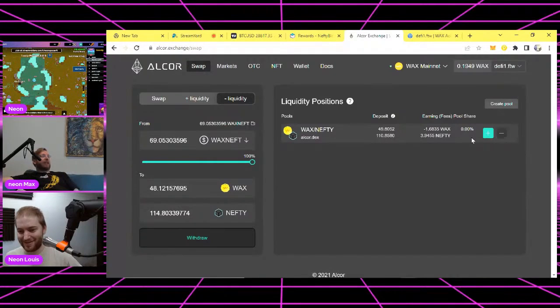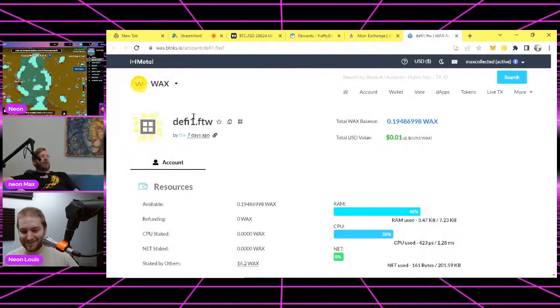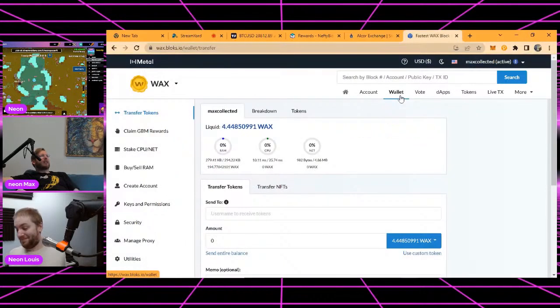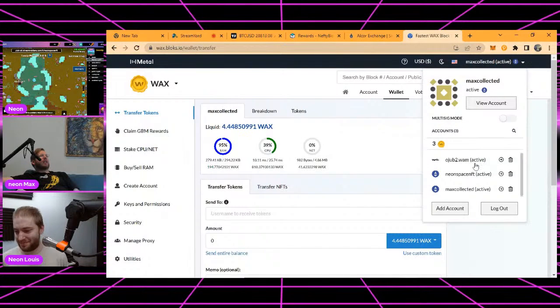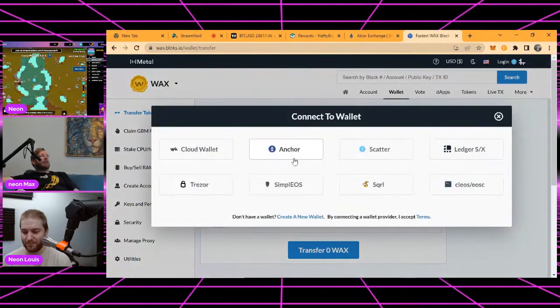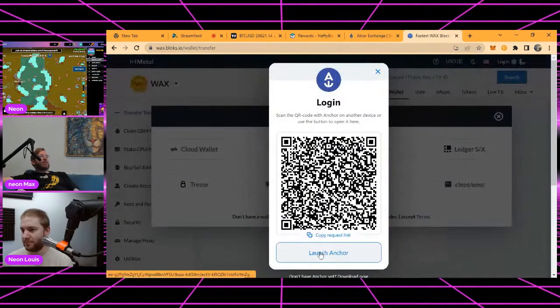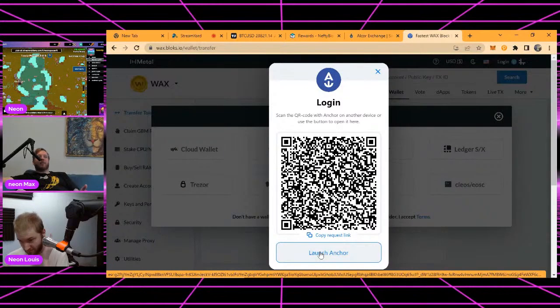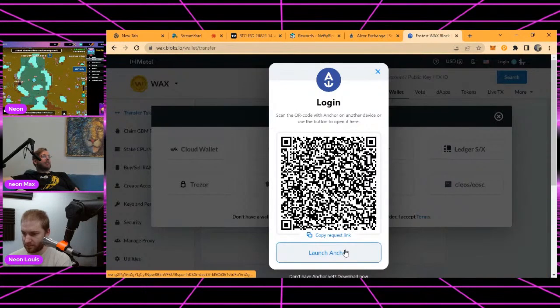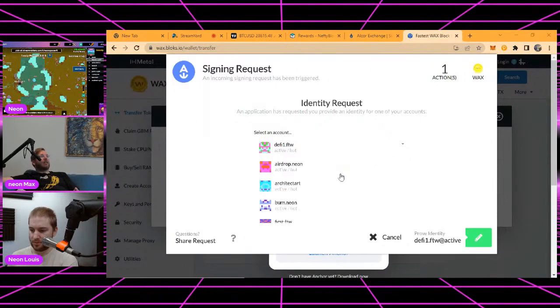But yeah, for now, I got to stake a little bit more to this wallet. So I went over to blocks. I'm going to copy the name of my wallet, and then we click on wallet here. I'm going to say add account, launch Anchor, and I'm going to do this from first.ftw, which is another hot wallet I have. I'm using that because I have Wax on it. Okay, yeah, I didn't click it the first time.